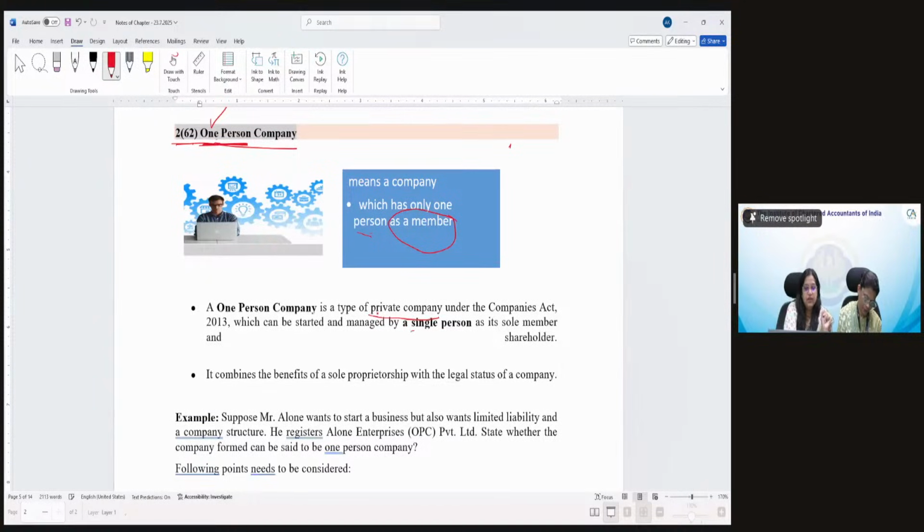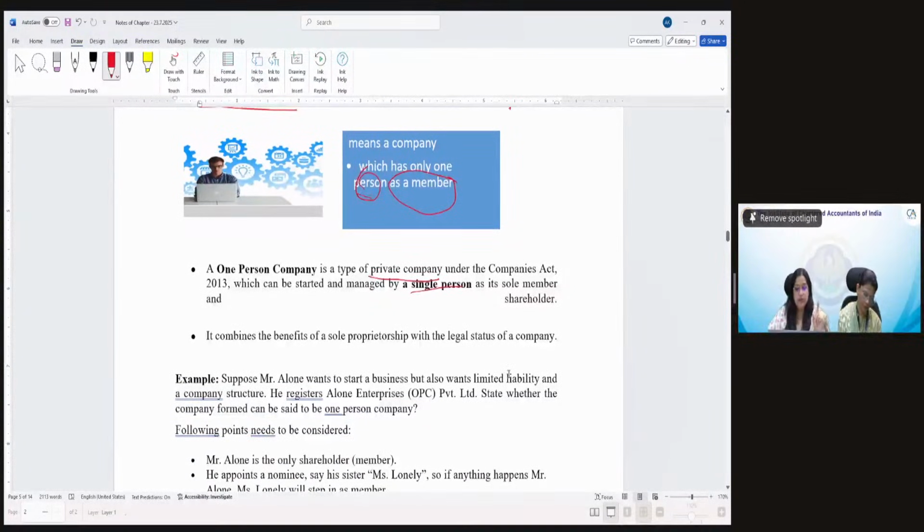So this we have dealt with: it is one person as a member and it is a type of private company. And who is the sole member as well as the shareholder? Because in this, not many people will be there. They can employ people under them, but he will be the member as well as the shareholder. He can employ employees under him.